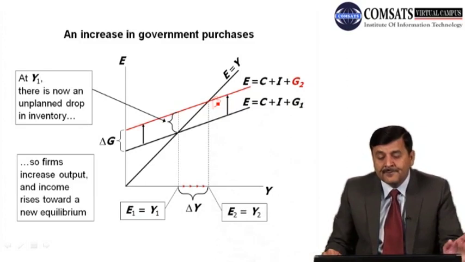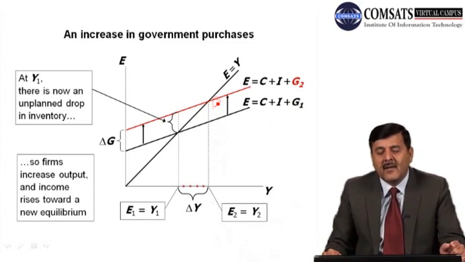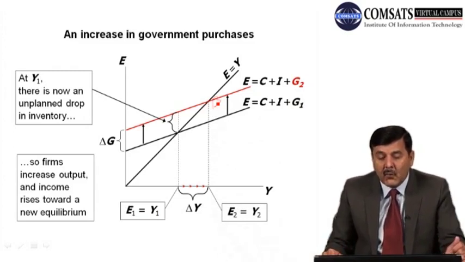But you see that the change in income is more than the change in government spending, the change in expenditure, because at Y1 there is now an unplanned drop in inventory investment. What will happen at Y1? At Y1 there is an unplanned drop in inventory investment. So the firms increase output and income rises towards a new equilibrium.